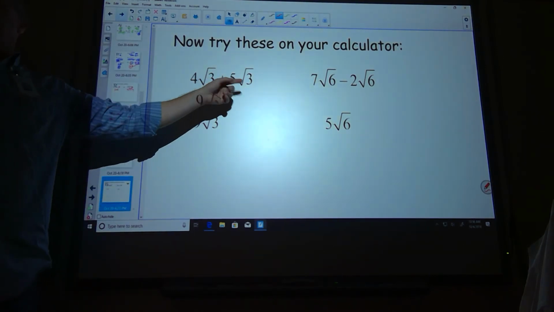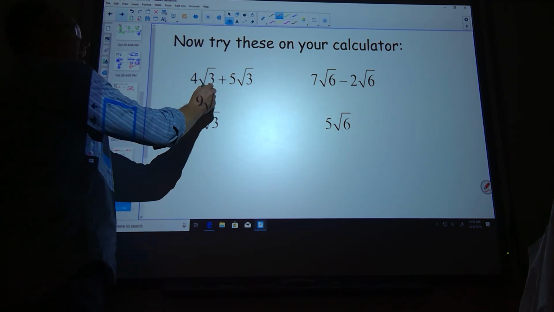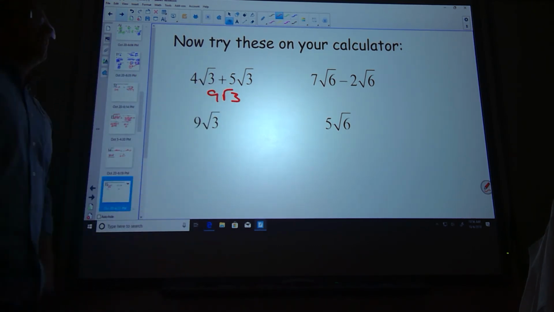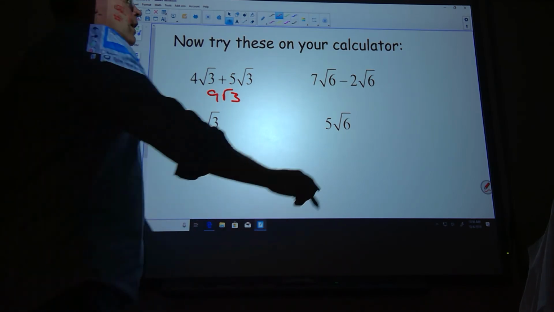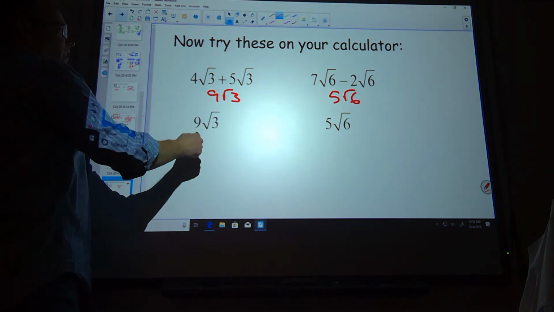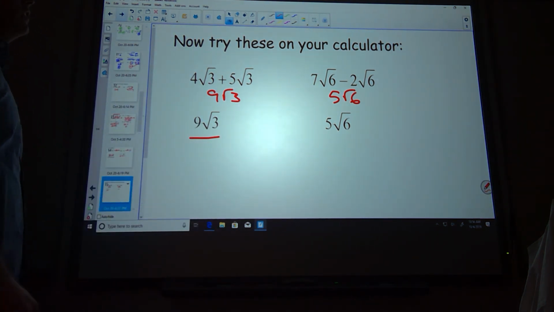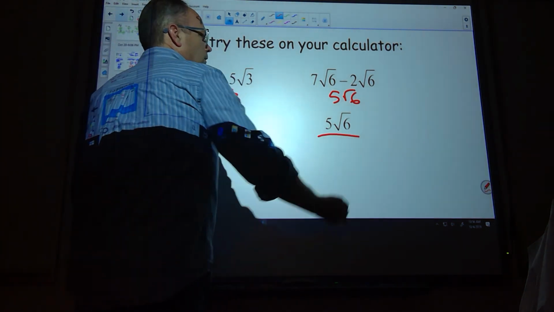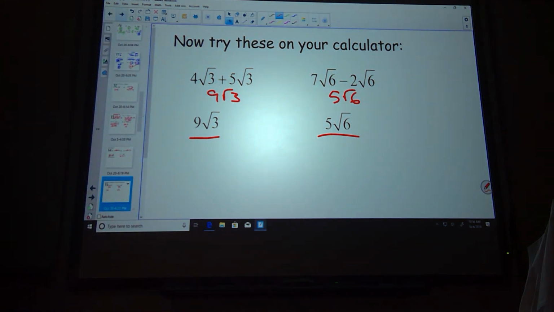All right. These are like terms because they have the same radical, so you can just go ahead and add. So that's 9 root 3. Again, that's like saying 4x plus 5x. You just add them together. Then this one is 5 root 6. Awesome. This one just is, it's done. You can try these on your calculator if you want. Is there one last slide?